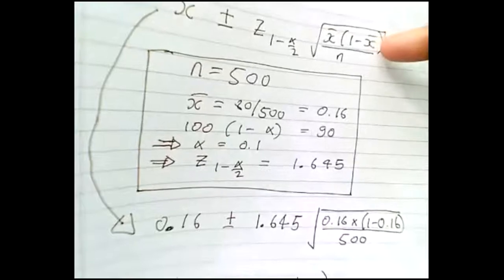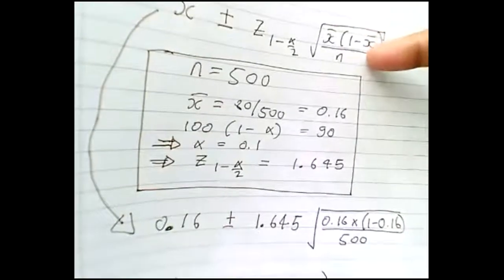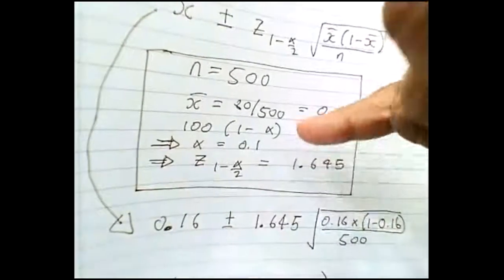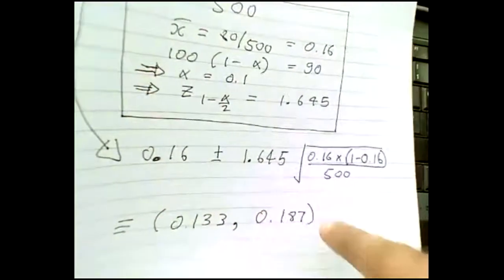Do you have questions on this or no? If you have, please feel free. So I used this formula here. This is the formula for the population proportion. So it's just a matter of putting the numbers into this formula, and this is the interval that you will get for the 90% confidence interval.